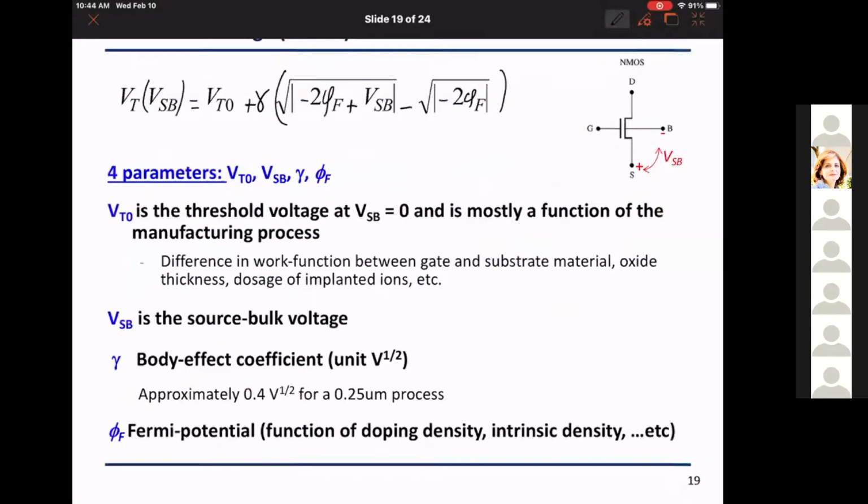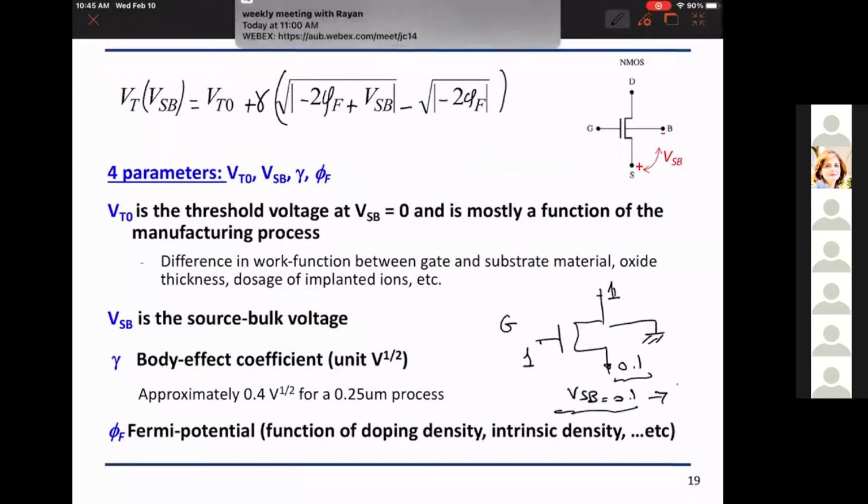This means that we initially find VT. If I give you a transistor operating at some drain voltage equal to 1, some source voltage equal to 0.1, and some gate voltage equal to 1, first you tell me, oh wait, VSB is different from 0, so VSB is equal to 0.1. We calculate VT, and then we use the current equation as we know.